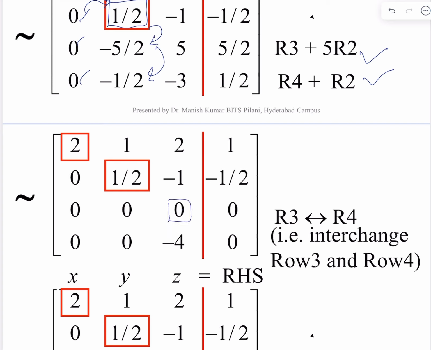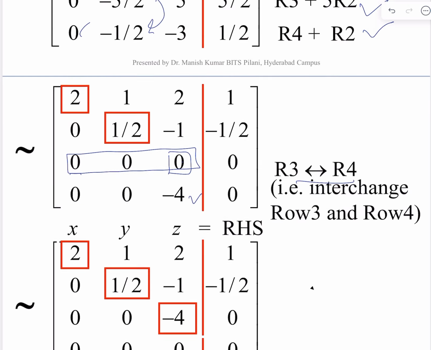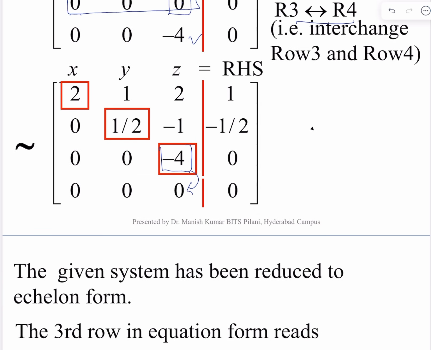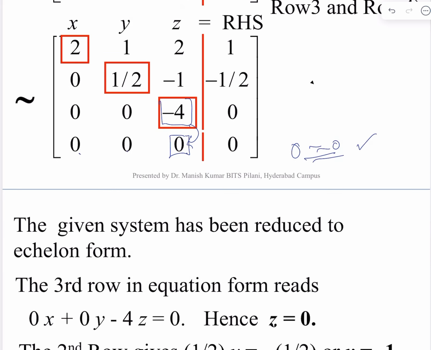But you know in echelon form, all the zero rows are below the non-zero rows. So the non-zero row is the fourth row, so we interchange it, right? Once we interchange it, we got a non-zero element like this. And then the zeros below this pivot entry are already there. So now the system is reduced to echelon form. And then we have x times 0, y times 0, z times 0 equal to 0. So 0 equal to 0 is true, right? Then the given system is reduced to echelon form.